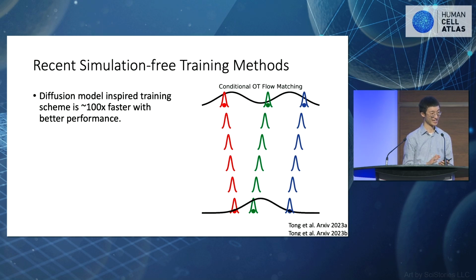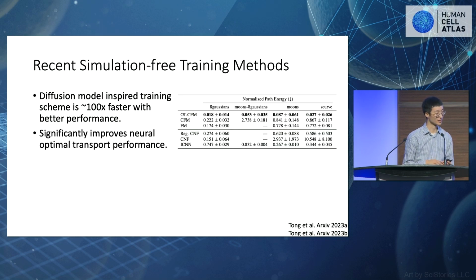This is not developed just by us, but there are many other people doing similar things. You can essentially condition on both the source and the targets and match distributions over time. And so this simulation-free method is very fast, and it improves this neural optimal transport performance. This is one of the common tasks to use optimal transport in these methods.